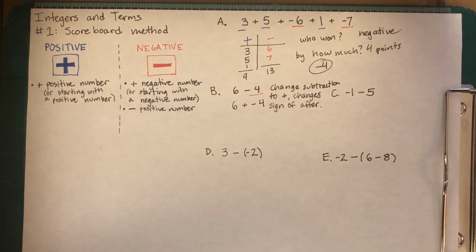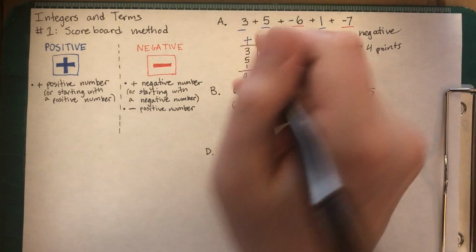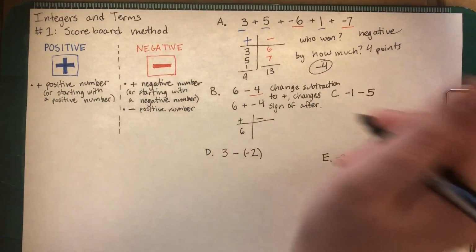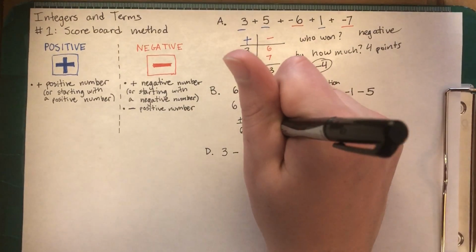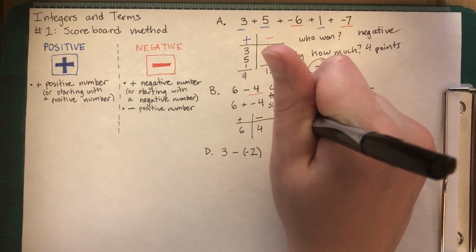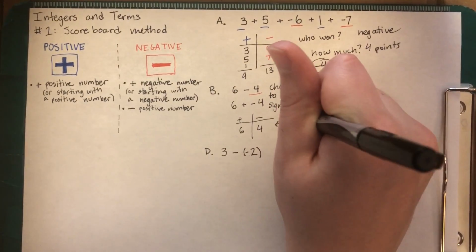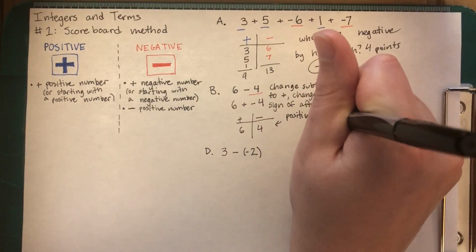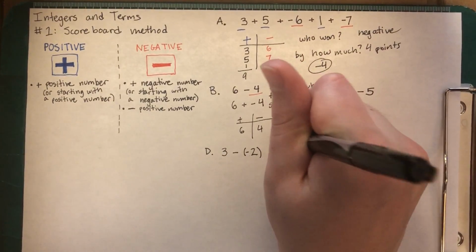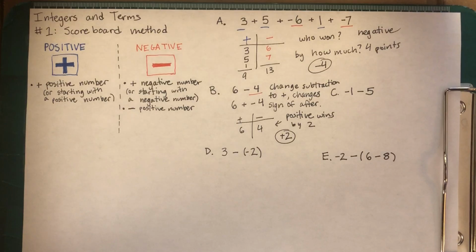So of course, either way you want to think about it, this scoreboard comes out like this, where we have 6 points for the positive team, 4 points for the negative team, and we can tell that positive wins by 2. So of course the answer, as we expect, is +2. You wouldn't need to use this method for a question this easy, but it's helpful to see how the method works on a problem that you are already comfortable with.